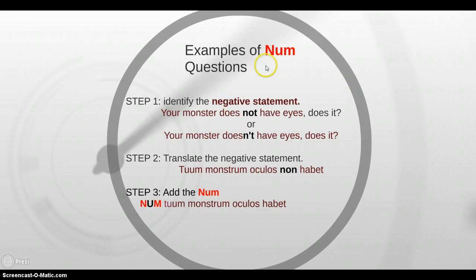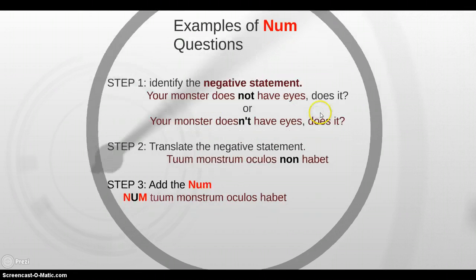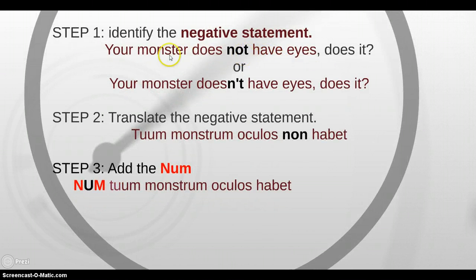So if I wanted to make my own num question, I'm going to, step 1, identify the negative statement. So if my question was, your monster does not have eyes, does it? I'm going to ignore the "does it," and I'm going to look at the "does not have eyes." Your monster does not have eyes. That's a negative statement. When we're just talking, we use contractions, so we could also say, your monster doesn't have eyes. Both of those are your negative statement. We're then going to translate that negative statement. Tuum monstrum oculos non habet.